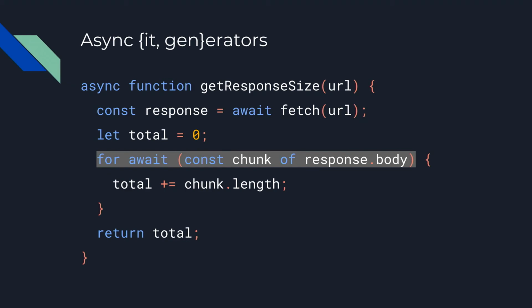That lets us for-await over an iterable that has a bunch of promises. Here we iterate over a readable stream. This doesn't work out of the box yet. Readable streams are not async iterable, but there's standardization work going on to make this happen.